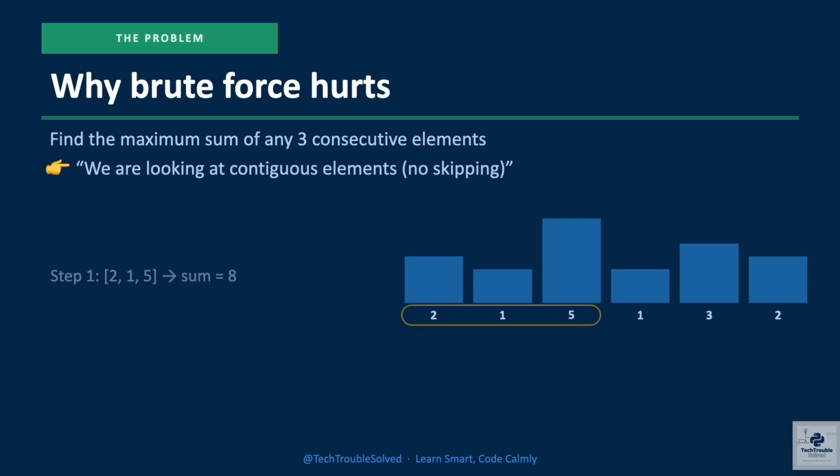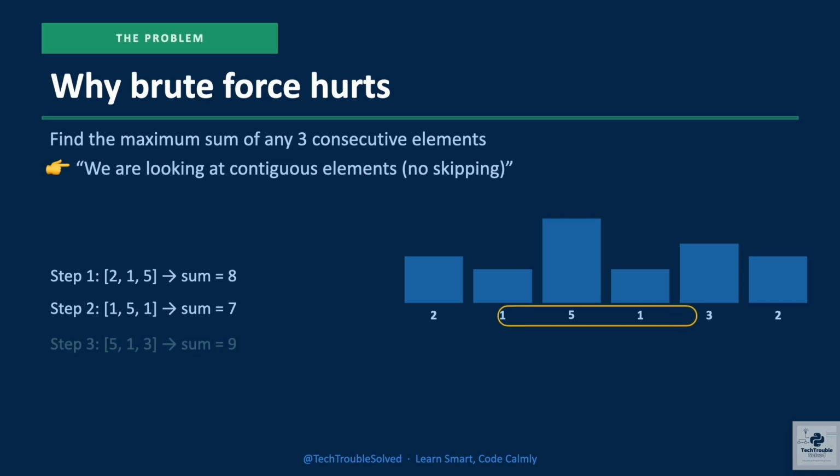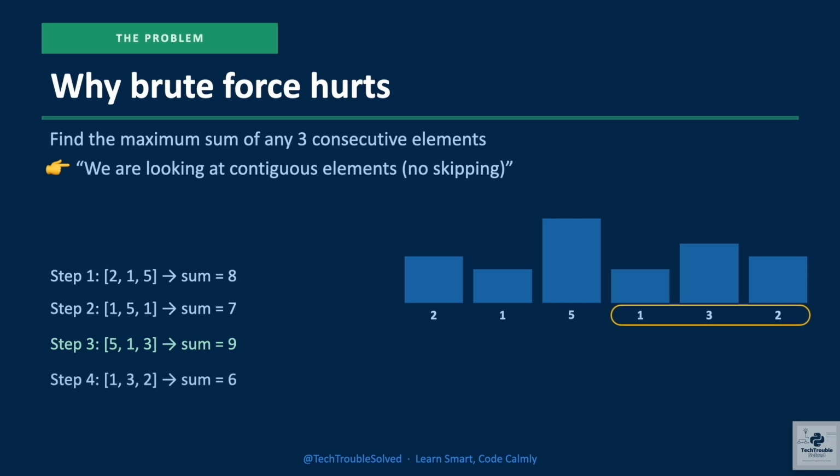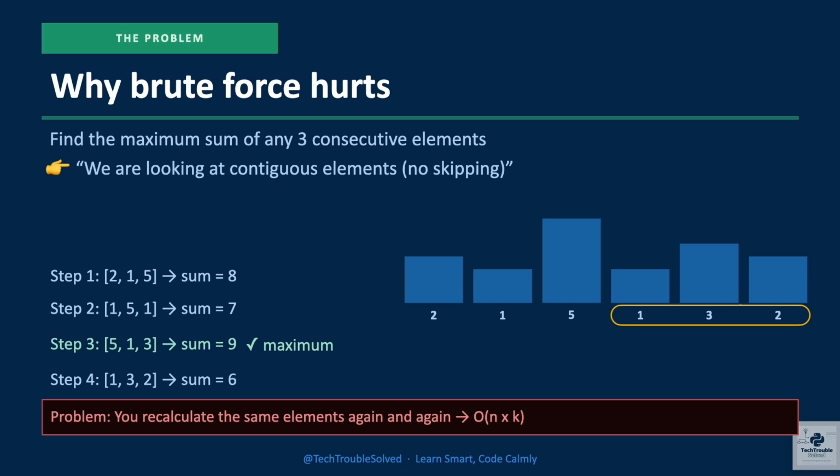First group 2, 1, 5, sum is 8. Next 1, 5, 1, sum is 7. Next 5, 1, 3, sum is 9. Next 1, 3, 2, sum is 6. So the maximum sum is 9. But look closely. We are recalculating the same elements again and again. This repeated work makes the solution inefficient.